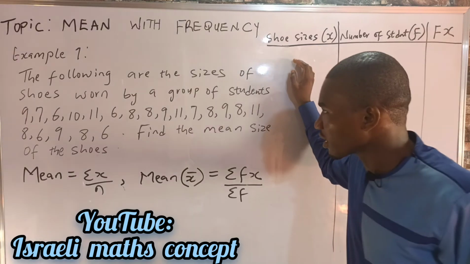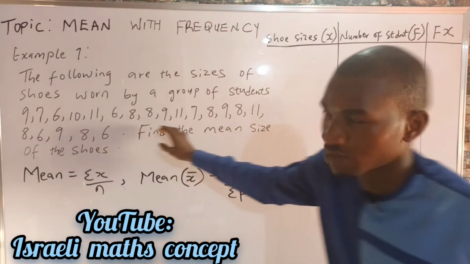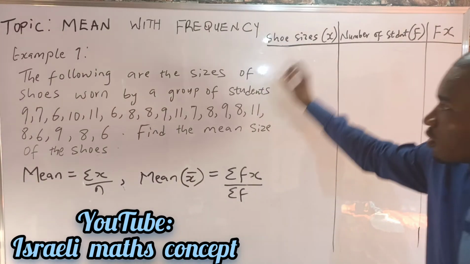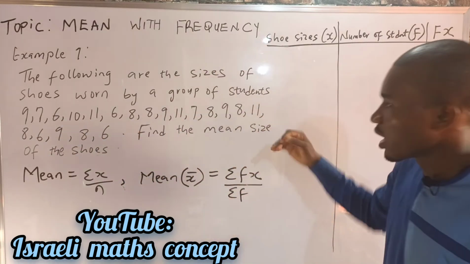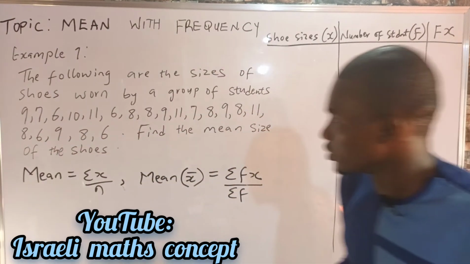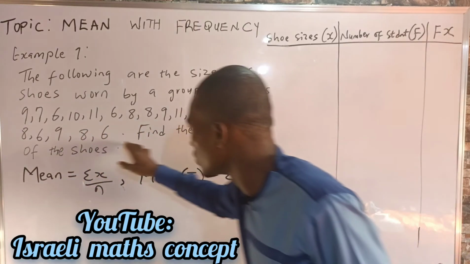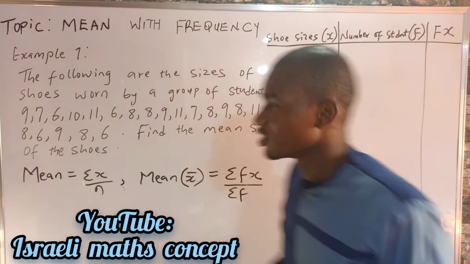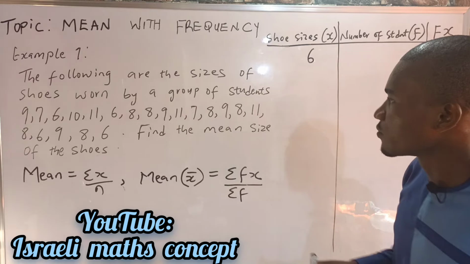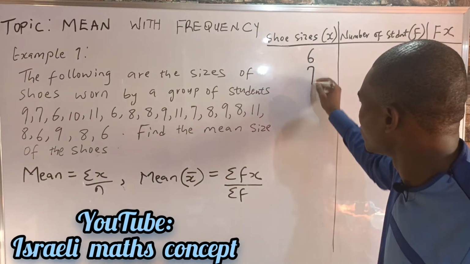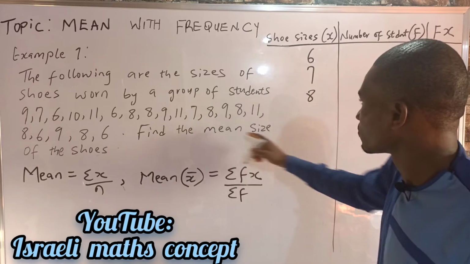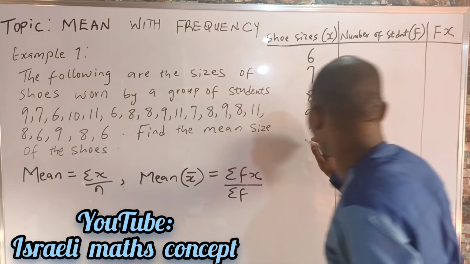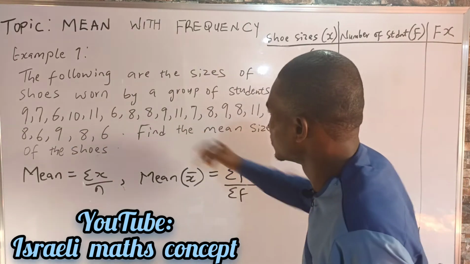Then let's begin to enter the individual values of the sizes of the shoes. Remember the first column is the shoe sizes. So let's enter all the shoe sizes here. How do we enter it? Let's check for the smallest value of the shoe sizes. Checking for it, you will discover that it is 6. So the smallest value for the shoe size here is 6. So we start from the smallest value 6, followed by 7, followed by 8, followed by 9, followed by, is there anything? Yes, followed by 10, followed by 11.